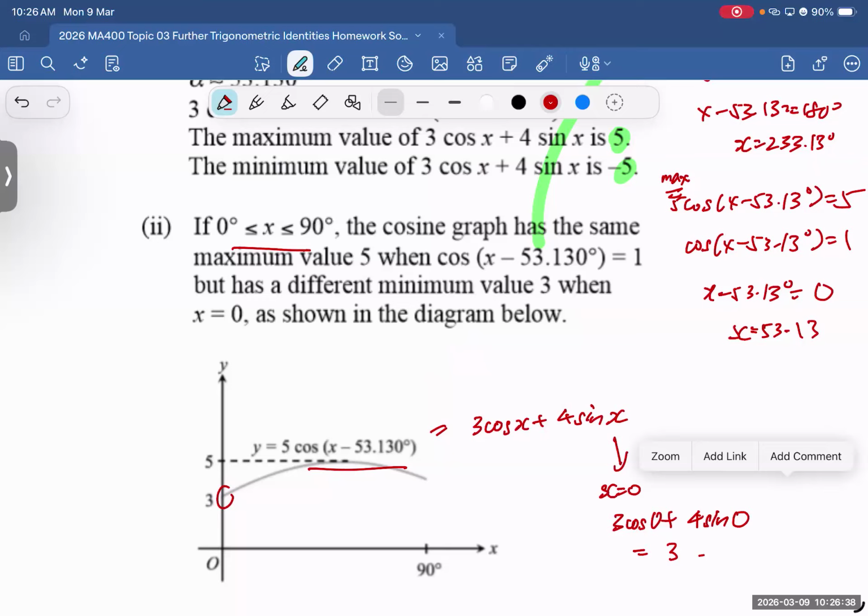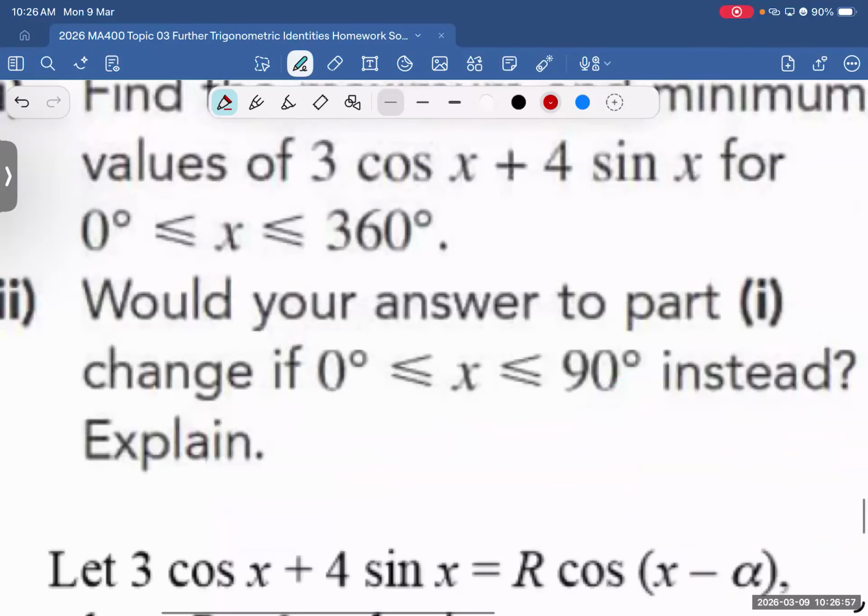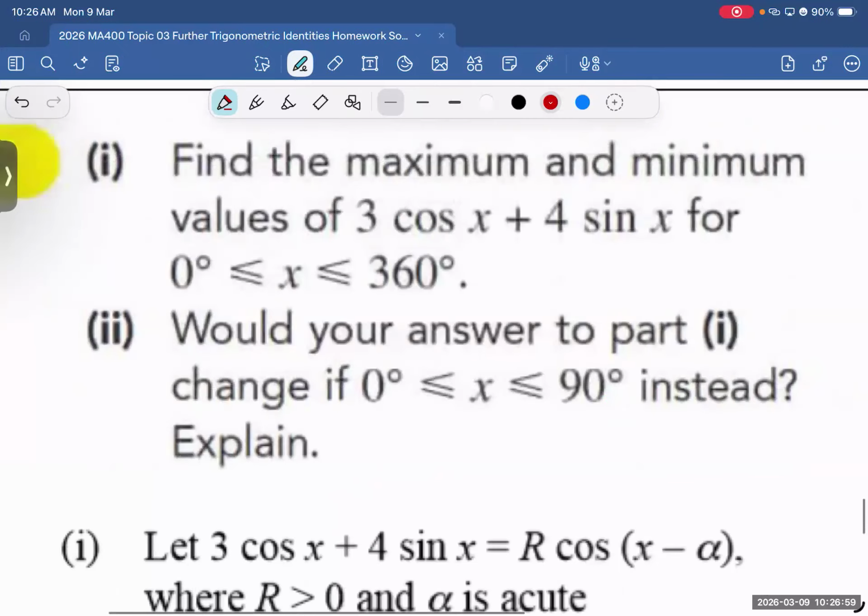If you follow Braden's style, he didn't state that the minimum is 3. But he said that it changes because the minimum value is out of the original range. That's okay, I will accept that. To me, he answers the question. Will your answer change? He said it will, and he explained why. So to me, I will accept.